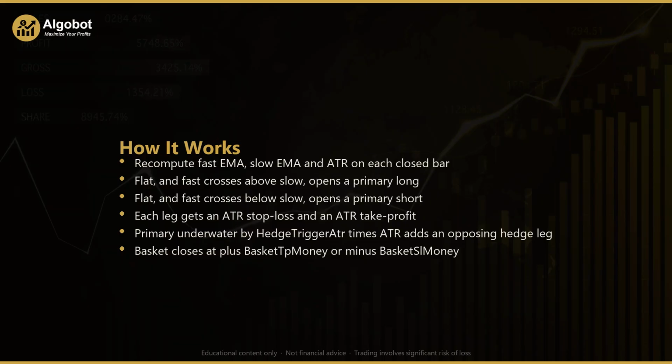Finally, the basket is managed as a whole. On every tick, the strategy sums the floating profit and swap of all its positions. If that total reaches the basket take profit money target, $30 by default, every position closes together, banking the recovery. If the total instead falls to the basket loss cap, $100 by default, everything closes to cap the risk. That combination of per leg stops and a basket-wide exit is the heart of this design.